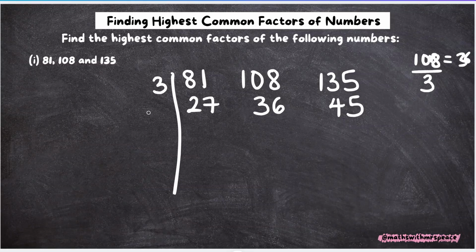So let's go on with our division between 27, 36, and 45. The next common factor between them will be 3 again.